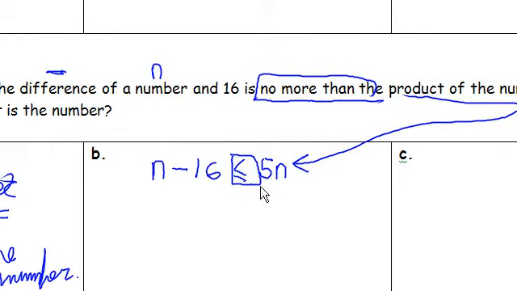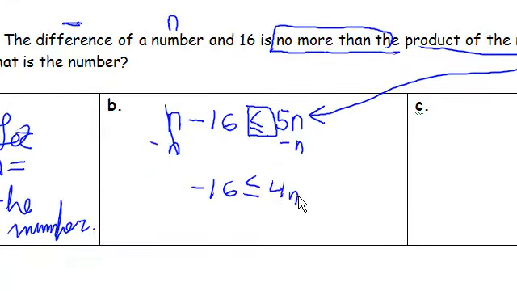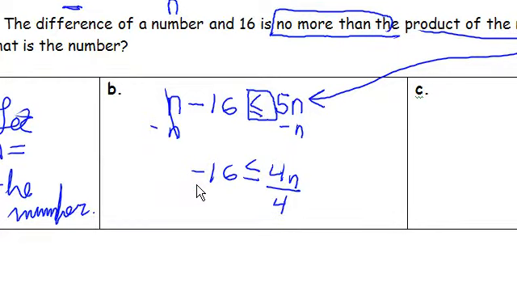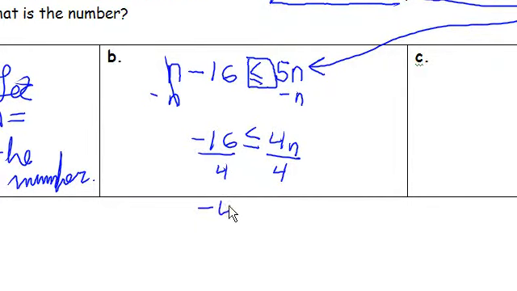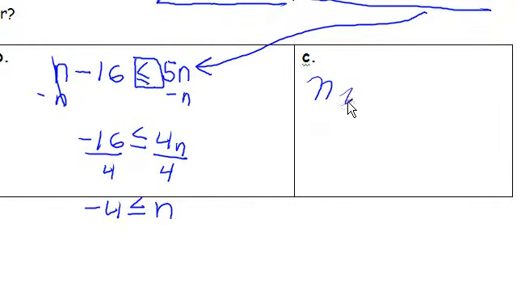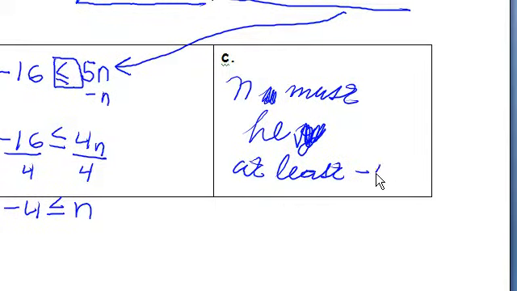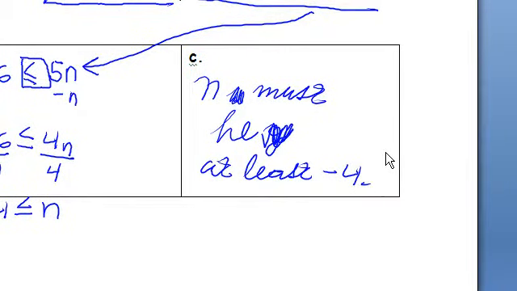So let's solve this. I see our variable is on both sides of the equation, so I'll subtract n from that side, I'll subtract n from that side, cancel those out. We're left with negative 16 less than or equal to 4n. Divide each side by 4. That gives negative 4 less than or equal to n. So n must be, well, we could just say must be at least negative 4. There you go.